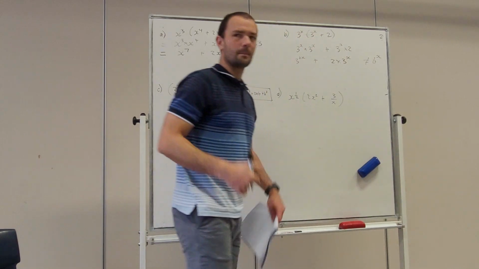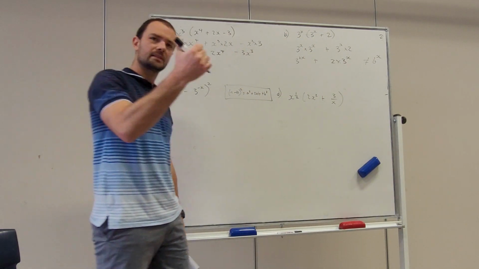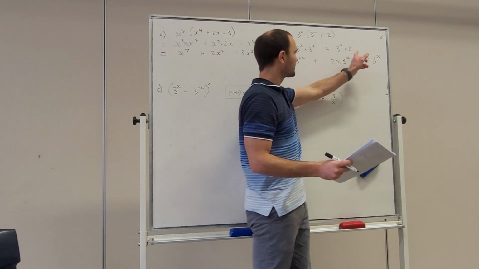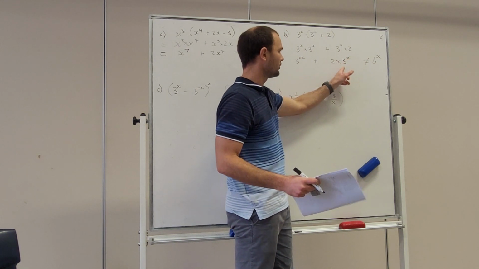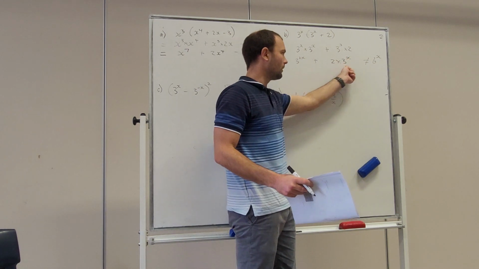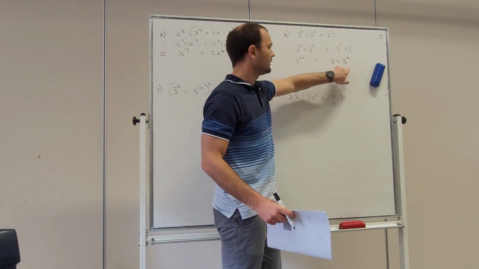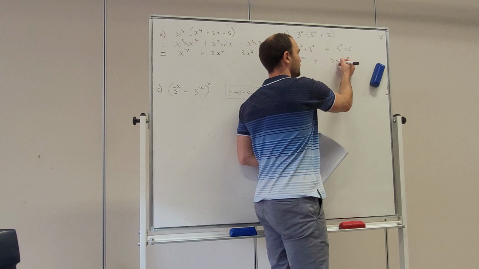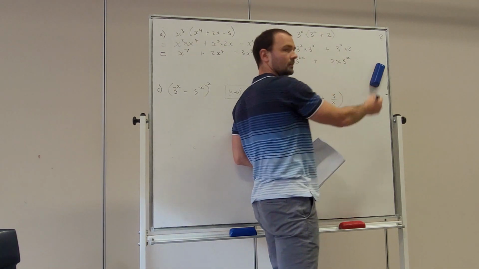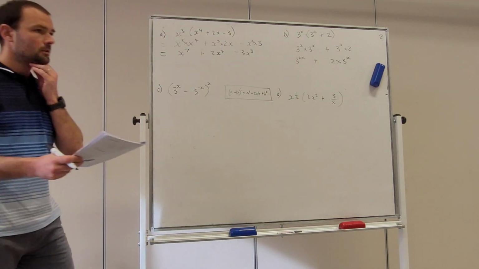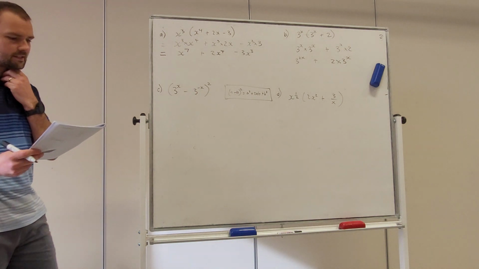And the reason is BEDMAS. We think brackets, we have to perform brackets first, then exponent. We have to perform this exponent before we would multiply. So the simplest way we can express this is 2 lots of 3 to the power of x. Okay? Good. All right, on to C.